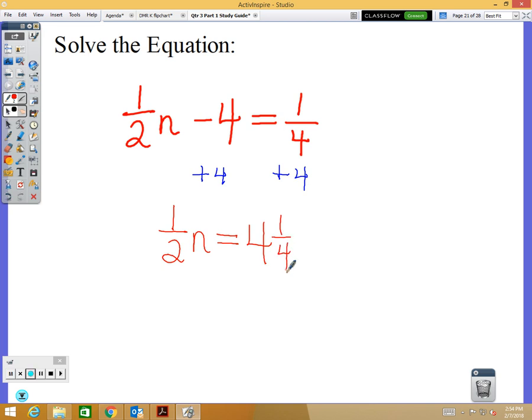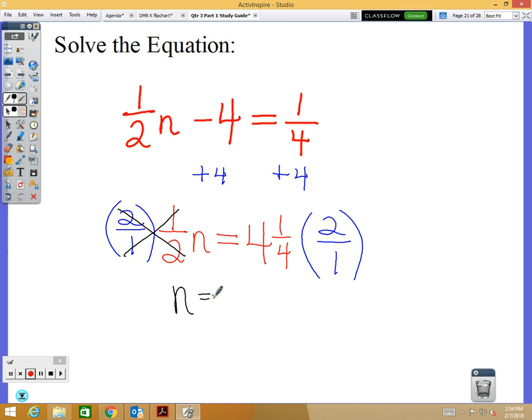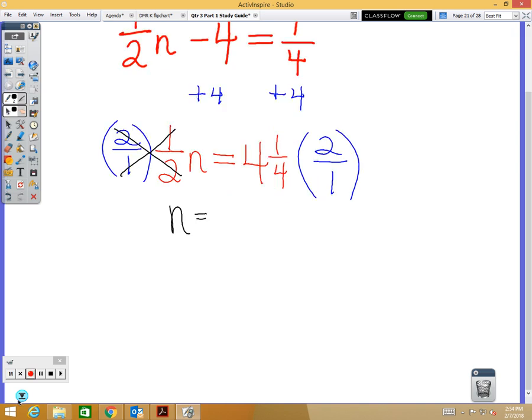Dawson told us how to get rid of this 1/2, and that was multiplying by the reciprocal. We'll worry about this in a second. Don't worry, I know we have to do it. So these cancel out. You're left with n. Let's talk about how you do this. Who knows how to do a mixed number times a fraction? Emma.